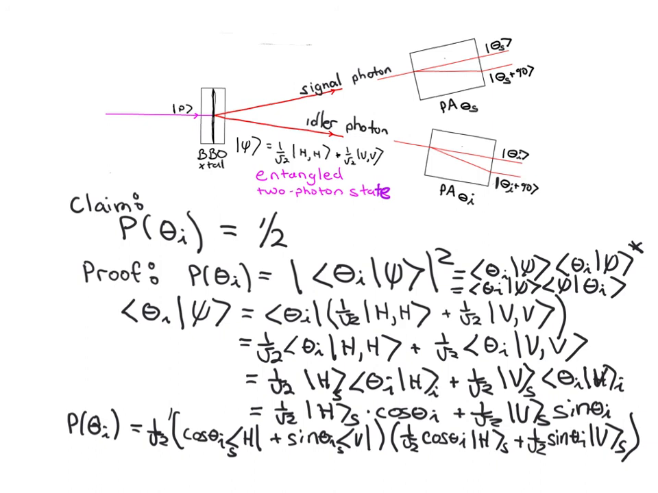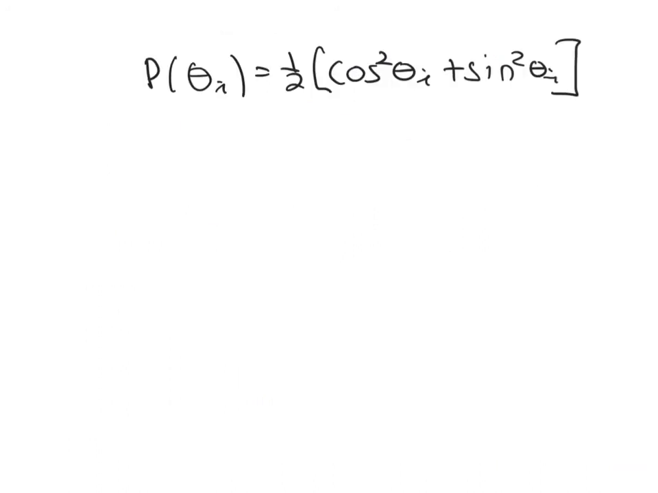Well, it's pretty easy to see what's going to happen here. First of all, there's a factor of 1 over the square root of 2 times 1 over the square root of 2, so that's going to give a factor of a half. And then due to the orthonormality of these h's and v's, you're just going to end up with a cosine squared term and a sine squared term surviving. So putting it all together, what do we get? We get that the probability of the idler photon coming out the theta sub I port is 1/2 times 1, or 1/2, which is what we set out to prove. So there you have it.